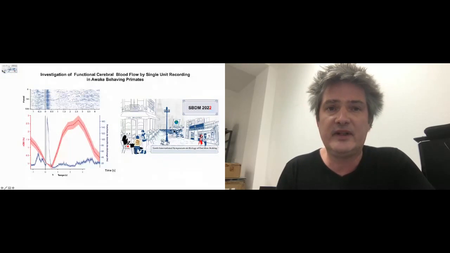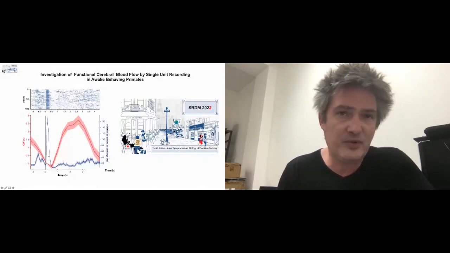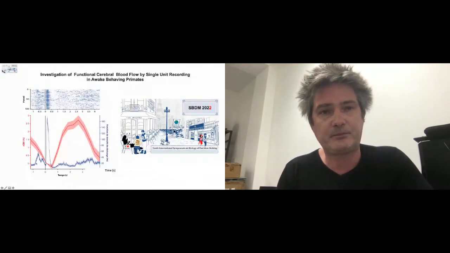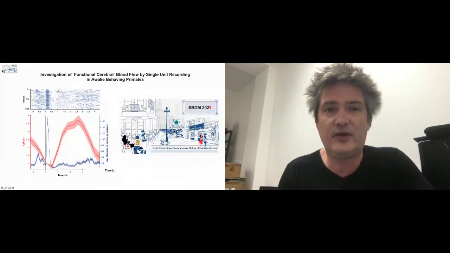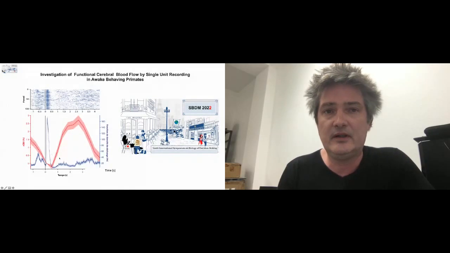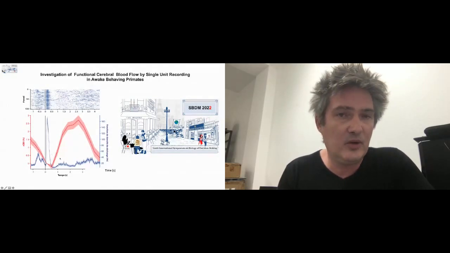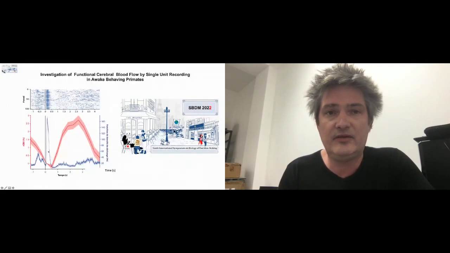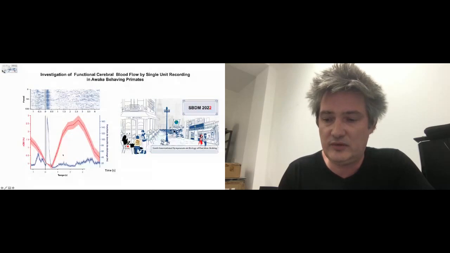And here we have a nice movement-related neuron, which could be represented by the spike density function. So it's the average frequency response in blue here. And now we will be able to compare and combine the activity of a single neuron and compare it to the response of the cerebral blood flow.